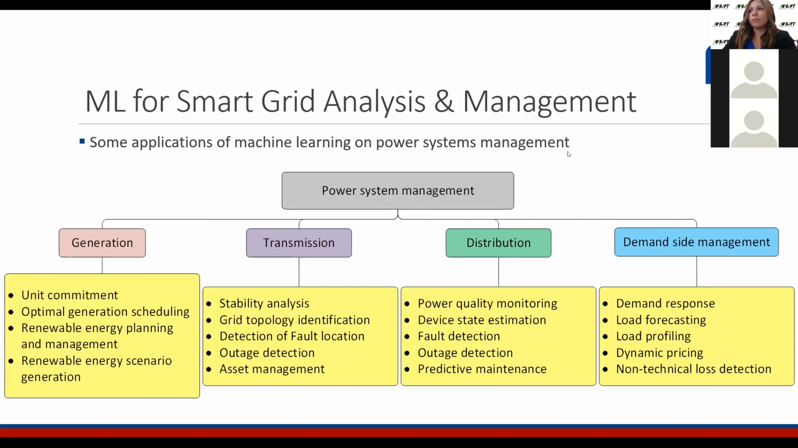Machine learning has been applied in all these different sectors of the power grid. For example, for unit commitment, which is a huge optimization problem, or for renewable energy prediction, for load prediction, for price prediction, those kinds of things. Machine learning has been applied not only for prediction, but also for monitoring the grid and for reducing the complexity of power system problems like unit commitment and transmission planning.